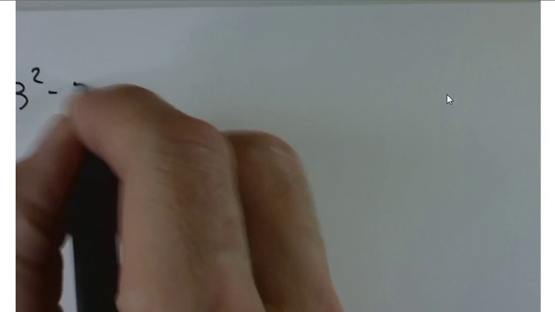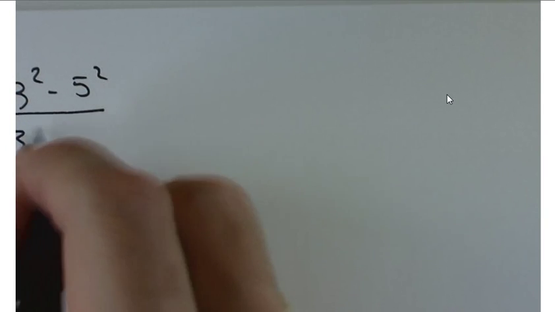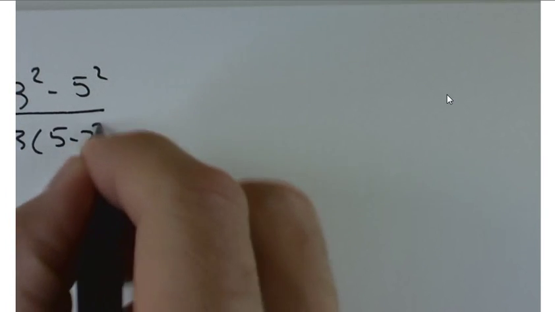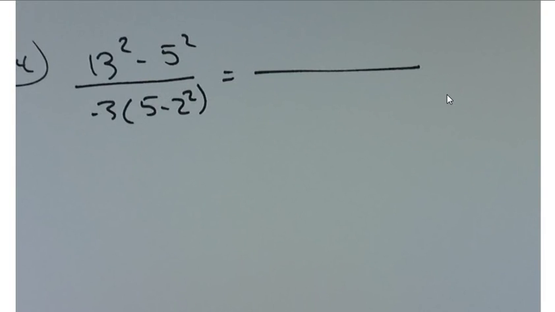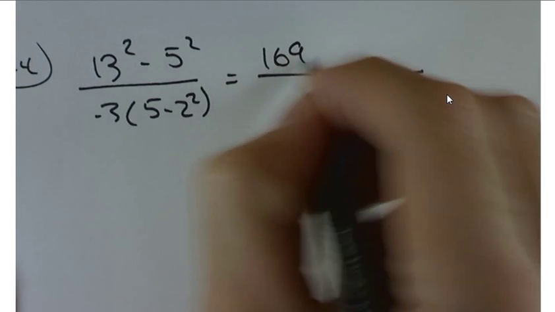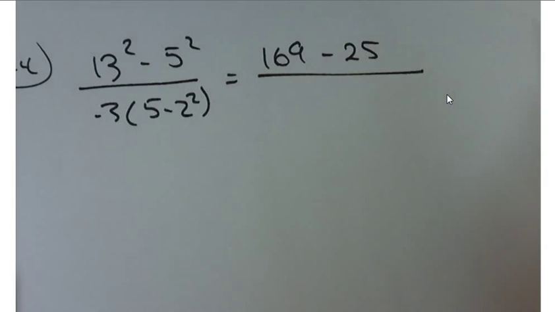For instance, problem number 74. 13 squared minus 5 squared over negative 3 times 5 minus 2 squared. Now, can anyone think of a way that we can save a little strain on the brain as we do the numerator? Yeah, there you go. Good job. Look at the board. 13 squared is already there for you. How nice. 169 minus 25.